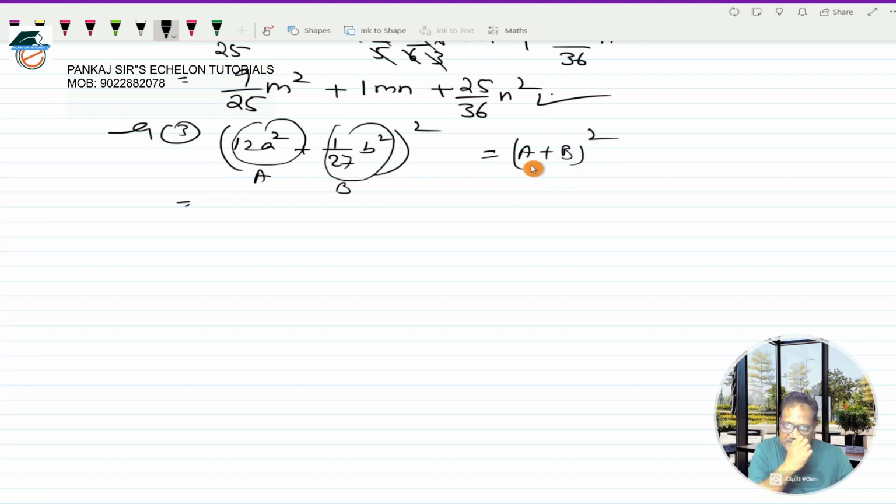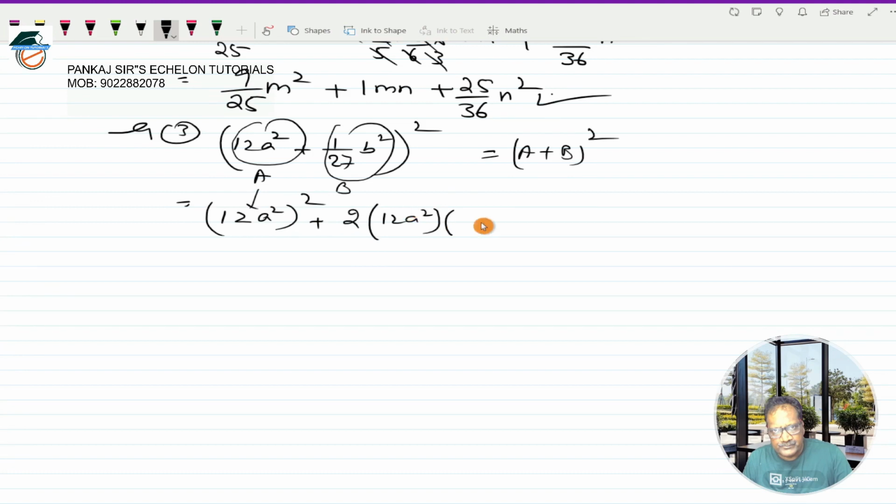So this will be a square plus 2ab plus b square, so a square will be 12a square the whole square. This is a square plus 2ab, so 2 into a, which is 12a square, into b, which is 1 upon 27b square, plus capital B square. So capital B is nothing but 1 upon 27b square, the whole square. Got it? Okay, now let us do this.